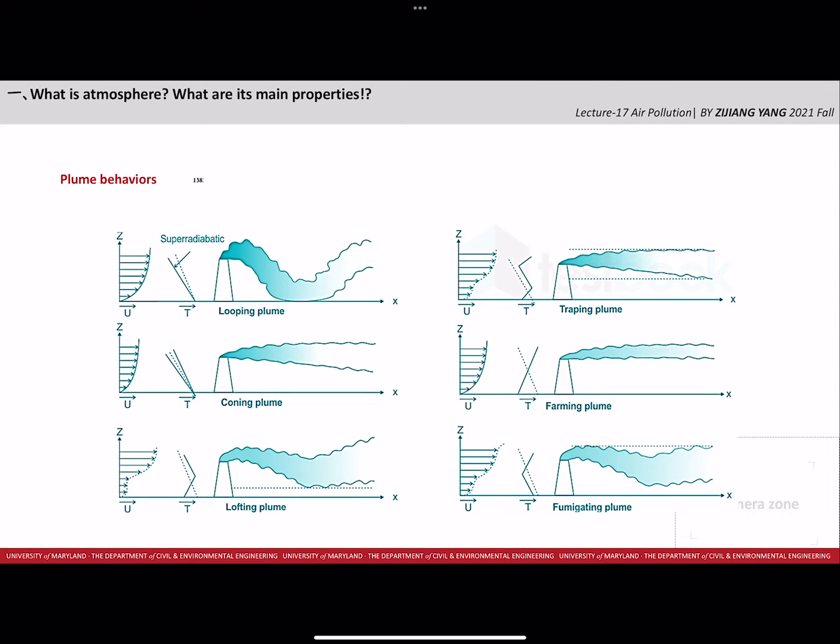And because of the vertical movement of the atmosphere, we know that the temperature gradient goes from hot to cold with increasing height. But in reality, because of the day-night change and the physical environment, the temperature gradient may not be the same as what it's supposed to be. The dashed line refers to the usual temperature gradient, and the solid line refers to the actual temperature gradient. Under different temperature profiles, in reality, we can have different plumes, because the pollutants just go with the plume.